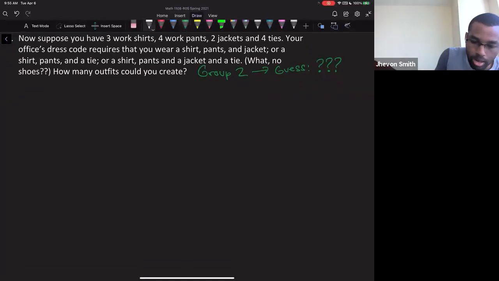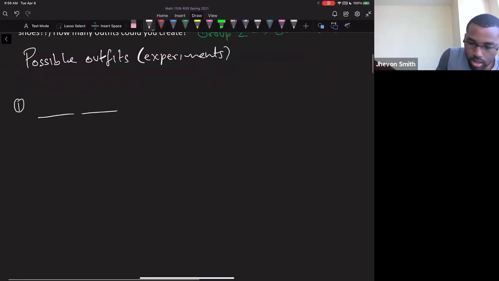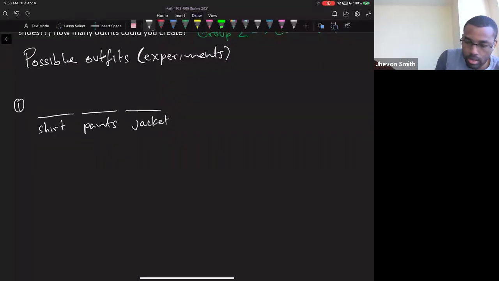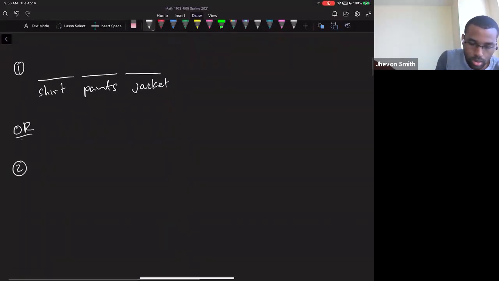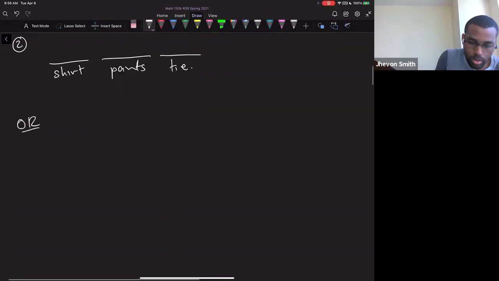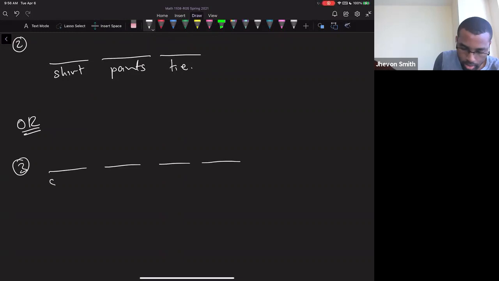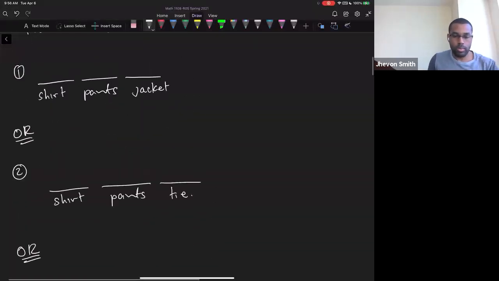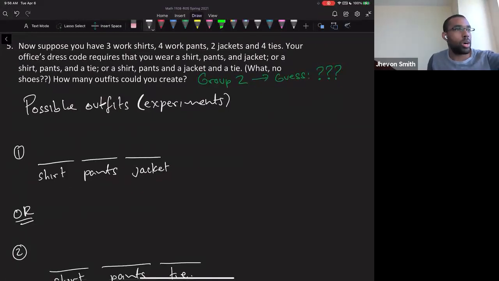Right. So let's talk about possible outfits. So one is I can have shirt, pants, or jacket. Two, or I can have shirt, pants, tie. Or three, I can have shirt, pants, jacket, tie. Okay. And so now you just multiply each one, right?